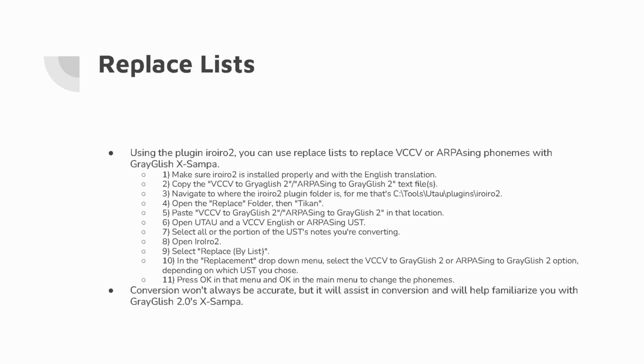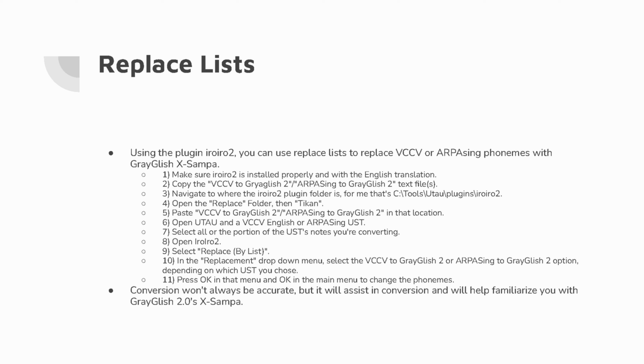Now, I primarily use my Greyglish banks in Utau Classic. Luckily, with the plugin Ito 2, you can use replace lists to replace VCCV or ARPAsing phonemes with Greyglish X-SAMPA. So what you do for that is you make sure Ito 2 is installed, with the English patch, then you're going to copy the 2 text files for the replace list, and then find Ito 2's plugin folder, open the replace folder, then I put in Tcon just for convenience. So paste them there, and then you might need to reload your plugins folder after doing this, just to make sure that the change is implemented.